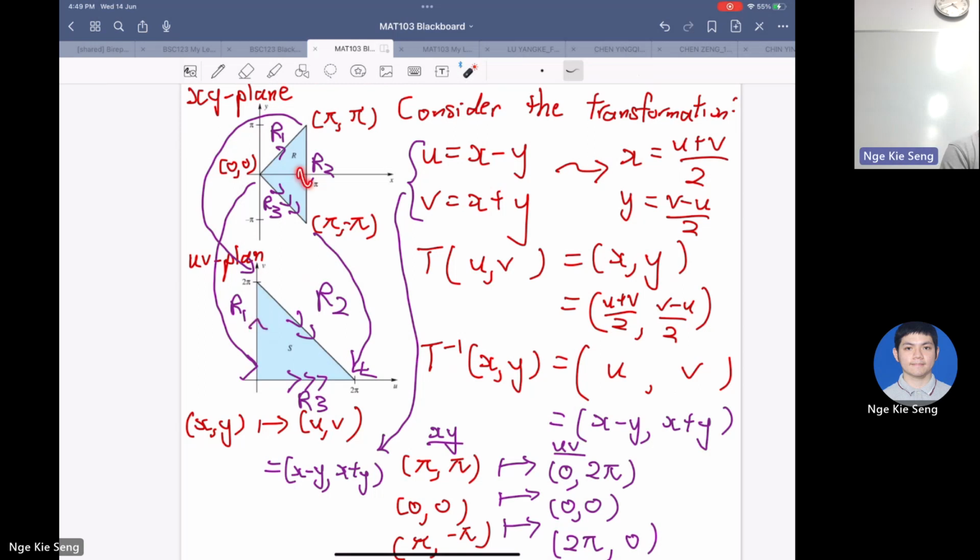And then how about R2? R2 is going from pi to pi minus pi. Pi is here, and then pi minus pi is on the other side. So this is the one. How about R3? If I go from 0, 0 to pi minus pi, then following this line here, 0, 0 is here, and pi minus pi gets sent to 2 pi, 0. So this is the right configuration. Any question or not?